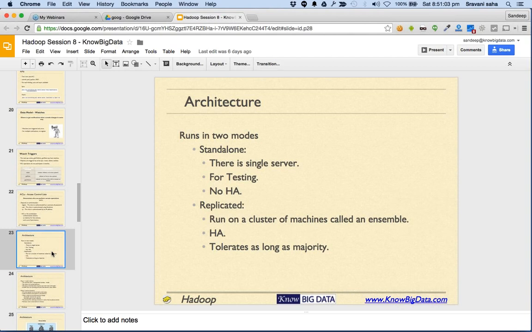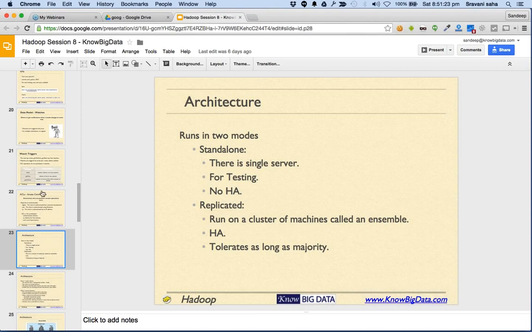So far, we always talked about this folder structure and all of that. But internally, Zookeeper is running on multiple machines simultaneously. And why? Because in case one node of Zookeeper goes down, the data will still be available.